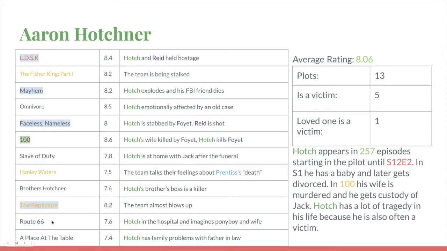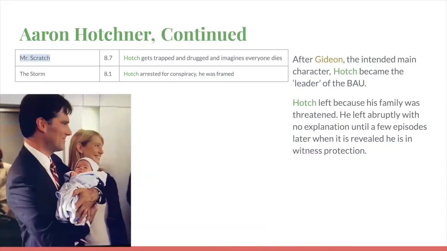Then in Route 66, Foyet comes back when Hotch is in the hospital. He imagines him and his wife. And finally, in Mr. Scratch, Hotch is trapped and drugged and imagines that everyone else dies. And that was the episode that introduced Mr. Scratch, who also comes back later.